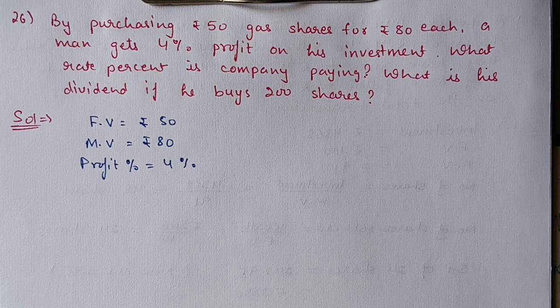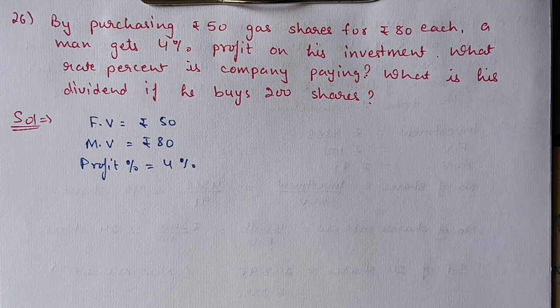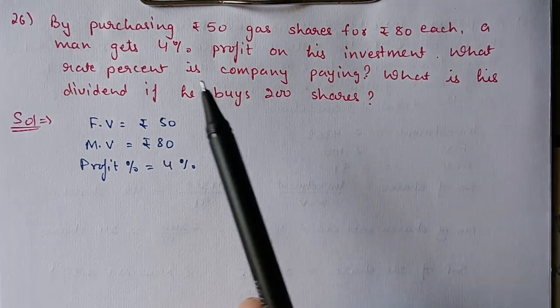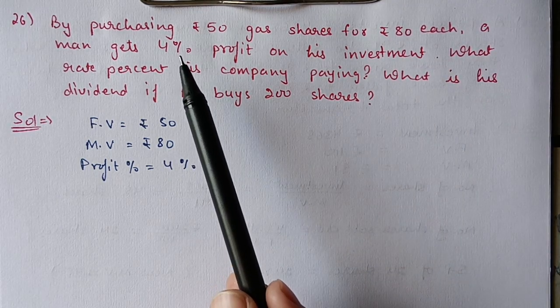Next we have question number 26. By purchasing 50 rupees shares for 80 rupees each, a man gets 4% profit on his investment. What rate percent is the company paying, and what is his dividend if he buys 200 shares? So first of all, they have given here 50 rupees as the face value and 80 rupees as market value, and the profit he is getting is 4%.